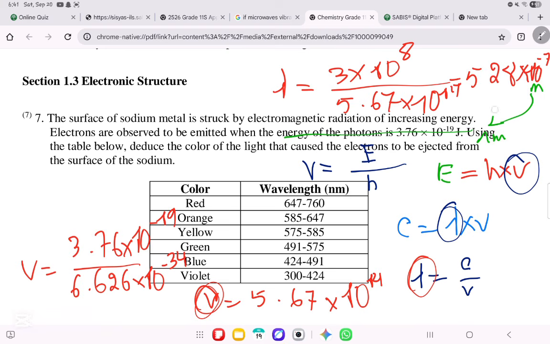You very simply multiply it by 10 to the power of 9. So times 10 to the power of 9, and you will get 529 almost. Now 529 is in the range of green. That means the color of the light that caused the electrons to be ejected from the surface of sodium is green.